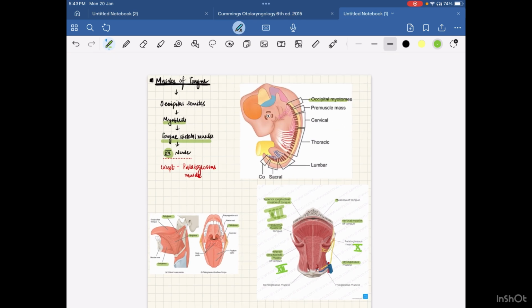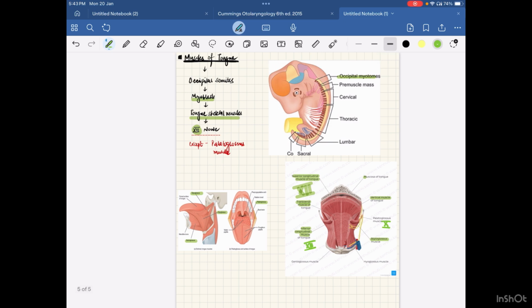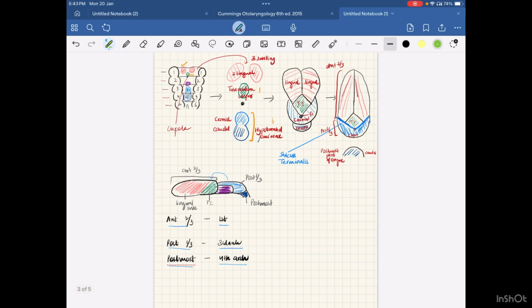So I've discussed the development of tongue in detail with the muscles, the general sensations, the special sensations, how the arches play a major role in the development of tongue. I hope it has helped you.